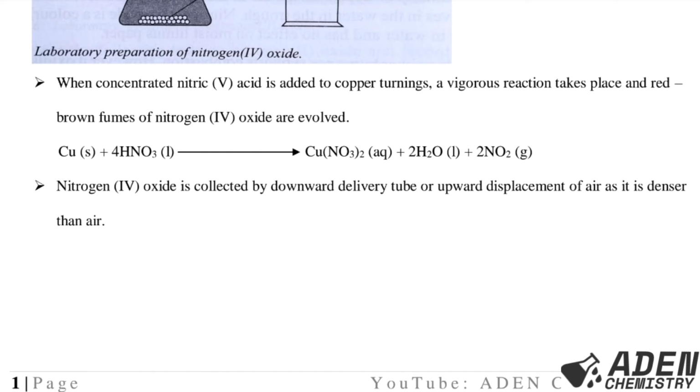So next, let's write the equation for the reaction, and we're having there copper turnings, that's copper solid, reacting with 4 moles of concentrated nitric 5 acid, which is liquid. What we are going to get will be 3 products, copper 2 nitrate solution. What we are going to get will be also water and also nitrogen peroxide gas. And we say the nitrogen peroxide is collected by downward delivery tube or upward displacement of air, and the reason is, we are told, as it is denser than air.